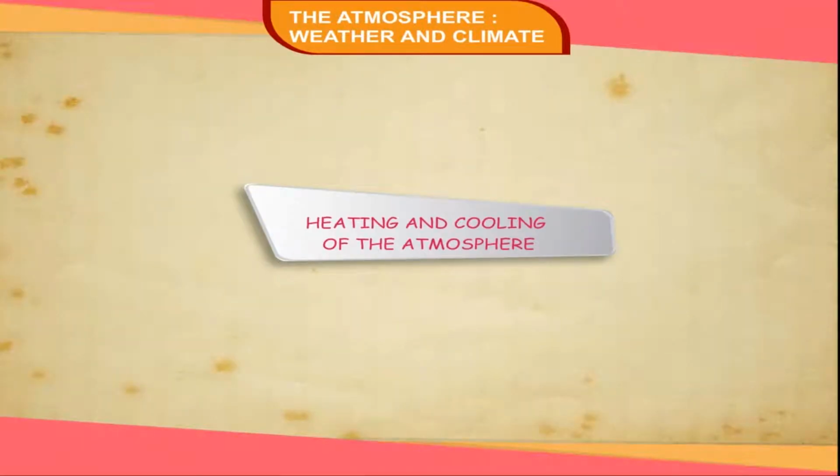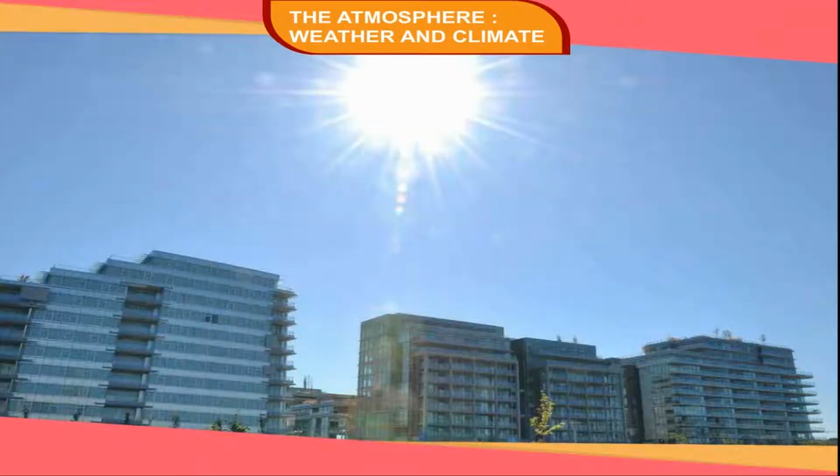Heating and cooling of the atmosphere. The temperature at a particular place does not remain constant. It varies with the time of the day and year. The sun is the only source of atmospheric heat. But the atmosphere absorbs very little of the sun's radiation. Solar radiation heats the ground first. From the ground surface, the heat is transferred to the atmosphere through these processes.